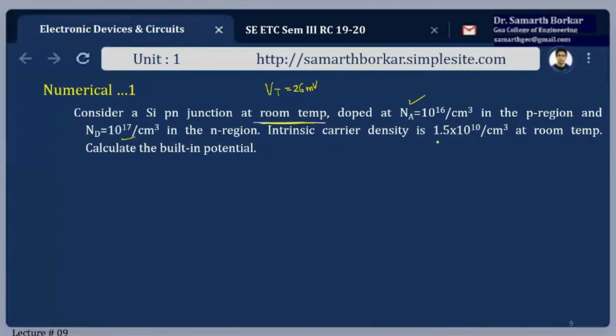Intrinsic carrier density is given. Calculate the built-in potential. Now here it is mentioned as silicon, and from our theoretical background we know that for silicon this built-in potential is near about 0.7 volt. If it is germanium, these values will be different, and we will have an answer near about 0.3 volts. Clear? So let us start with the problem. Solution.